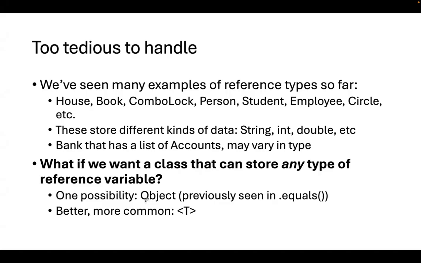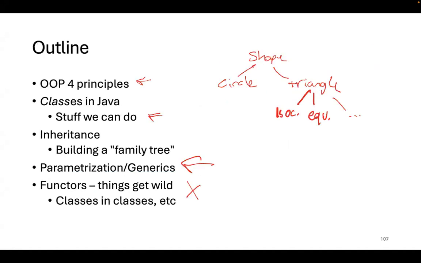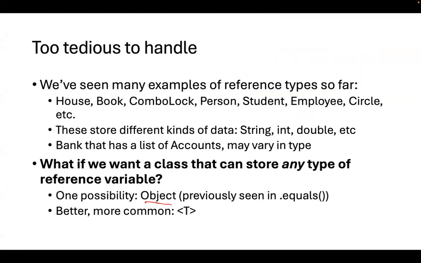And one possibility is to use Object, because Object is the implicit superclass of everything, right? So all of my classes, my implicit superclass of Shape is in fact Object. So that's one option. And that was the option for a while until they introduced generics. What we're going to look at is this notion of angle brackets.